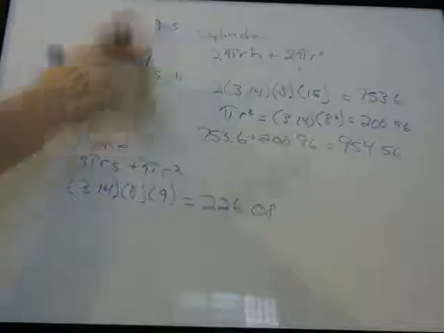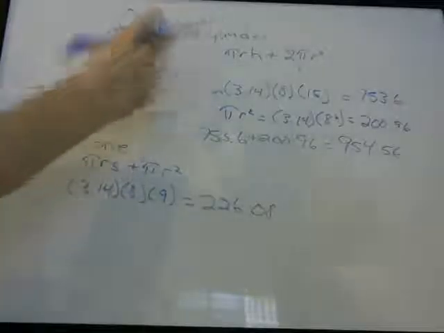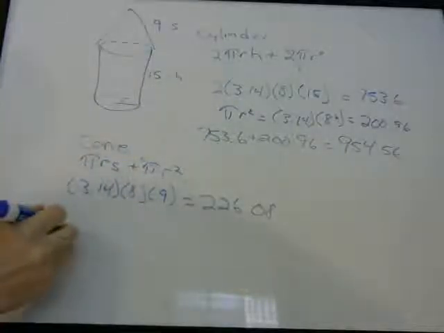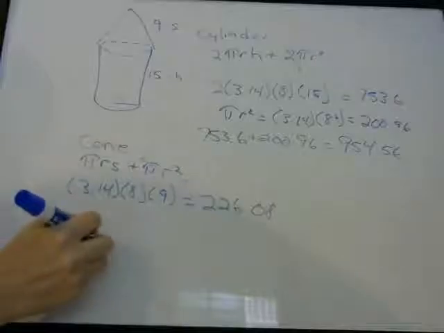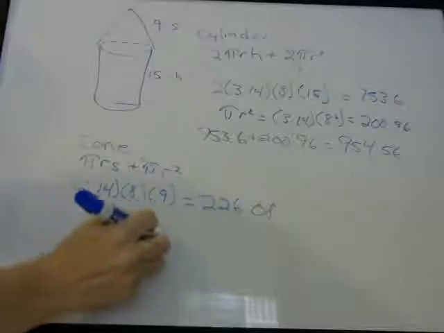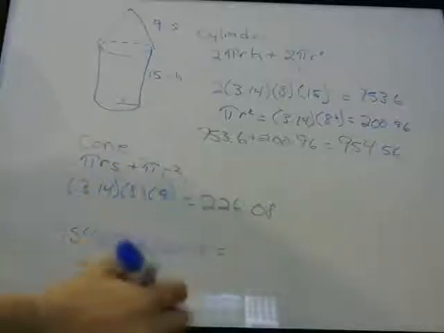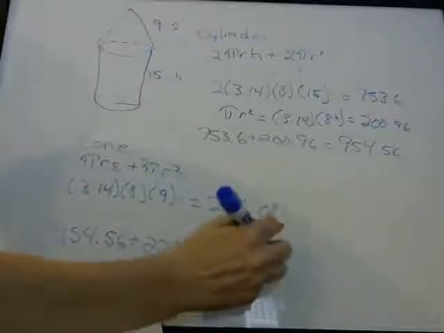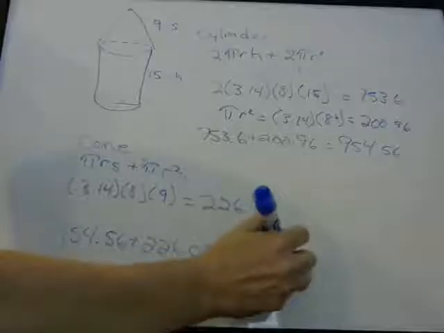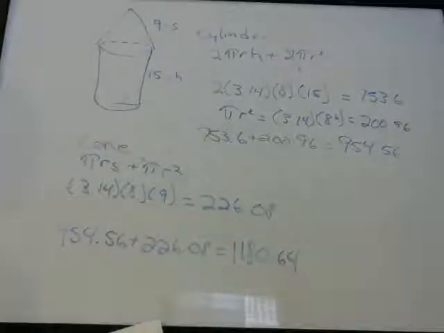So the total surface area is going to be the surface area of the cylinder plus the surface area of the cone. 954.56 plus 226.08. You plug that into your calculator and you get 1180.64, and whatever units it is, squared. So that's how you would do that one.